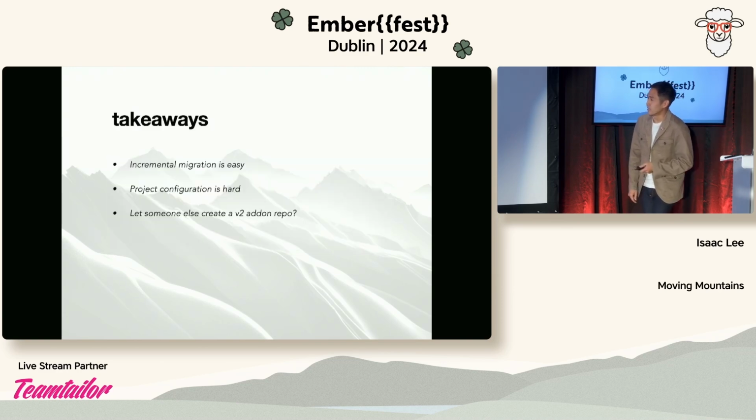So all in all, I would say that incremental migration is easy, and it's also easy to do things in V2 like we did in V1. What makes migration hard, I think, is the project configuration. So we have to ask ourselves again, can someone else create the repo for us?